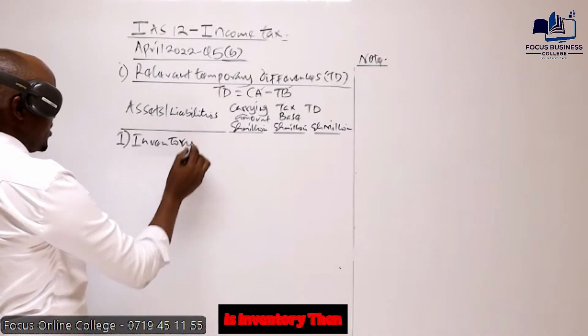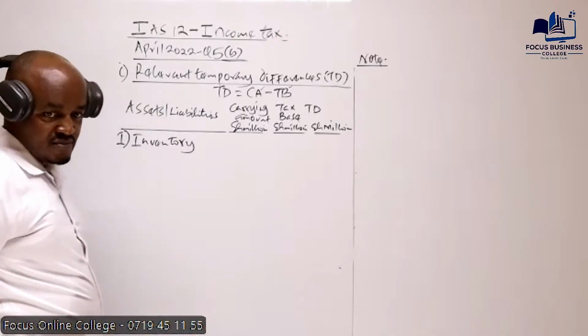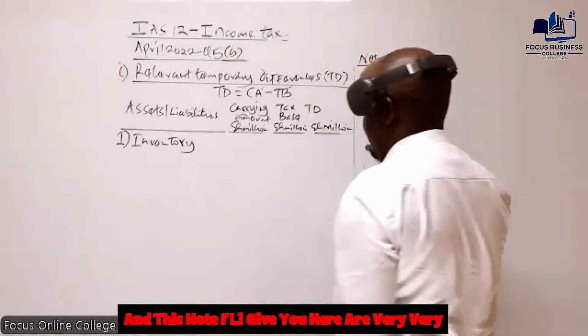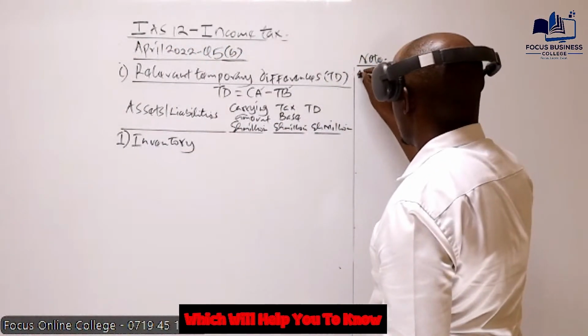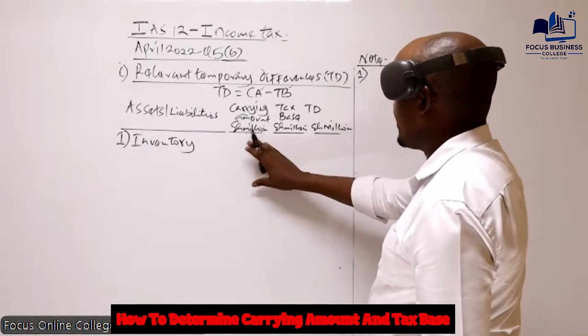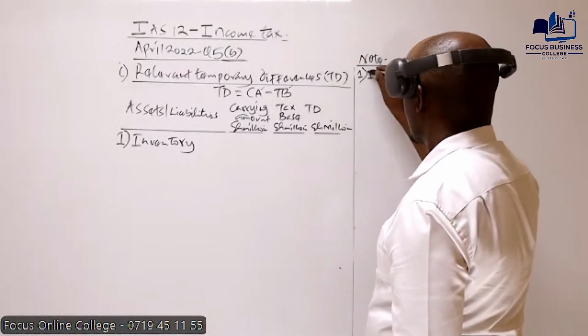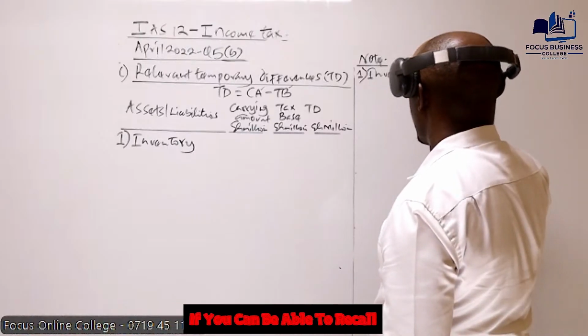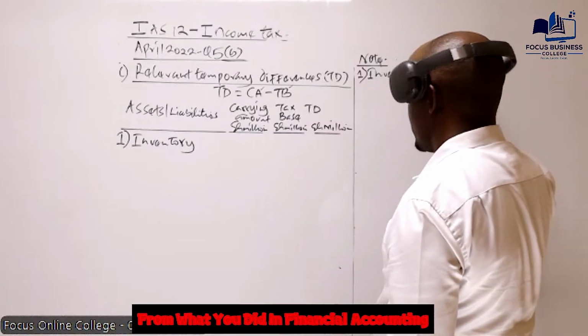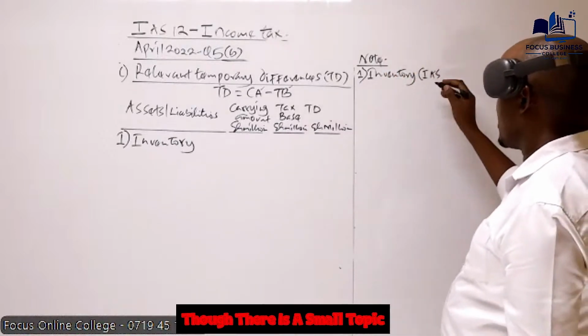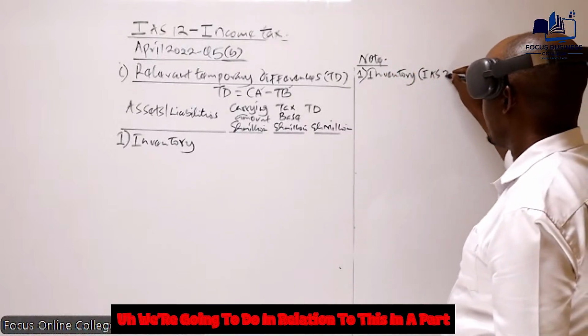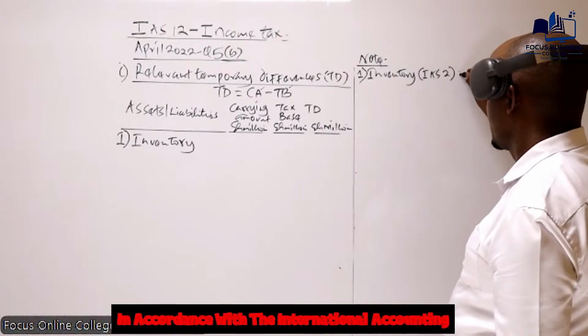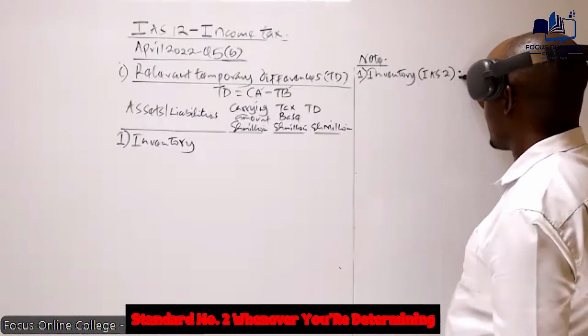Is inventory. Then these notes I will give you here are very, very important. I'll give you some notes which will help you to know how to determine carrying amount and tax base. We start with inventory. Now, number 1, if you can recall from what you did in financial accounting, inventory should be valued in accordance with the International Accounting Standard number 2.